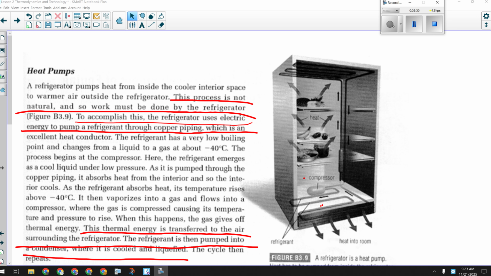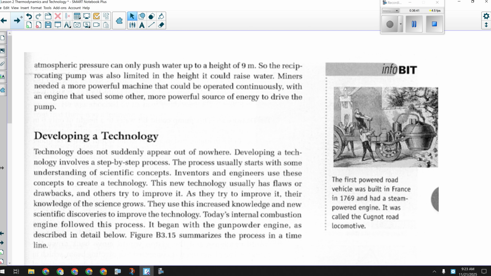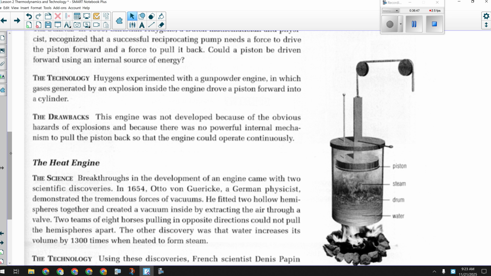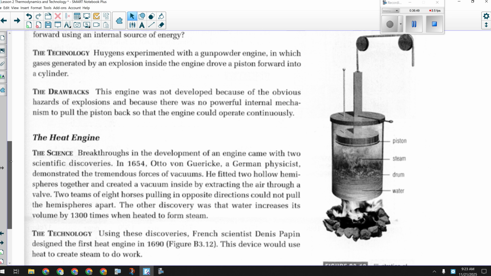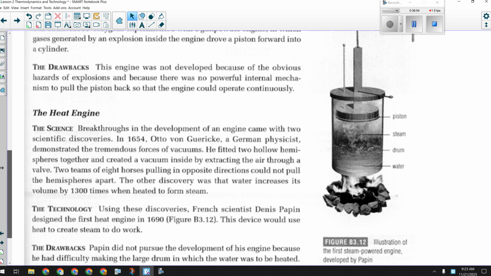So a heat pump goes against the second law of thermodynamics. A heat engine uses the second law of thermodynamics. I'll show you how the internal combustion engine worked. Originally, and there's never going to be any questions about these engines, guys, it's just for interest's sake here.